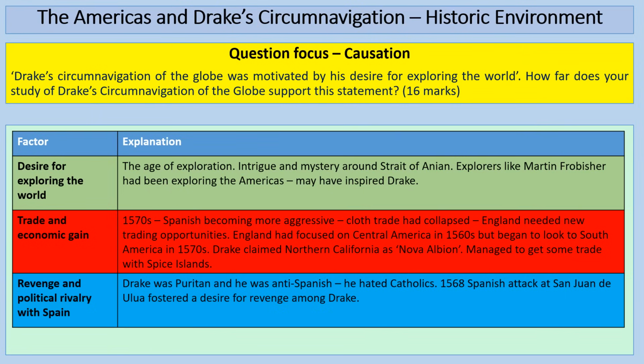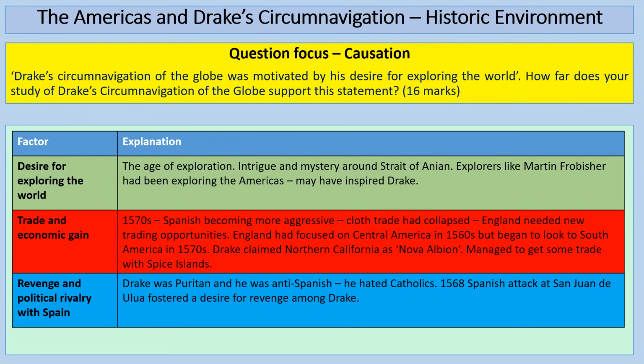But then you could also talk about how perhaps it was about revenge. Remember that there's the Spanish attack at San Juan de Ulua that fostered a desire for revenge among people like Drake and Hawkins as well, I suppose. The fact that Drake was a Puritan, he's anti-Spanish, he hated Catholics, for example. So these would also be key causation factors.